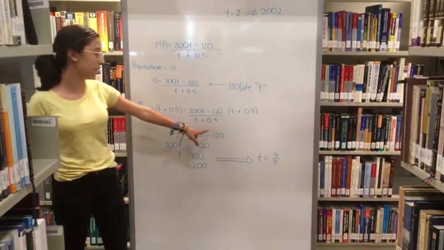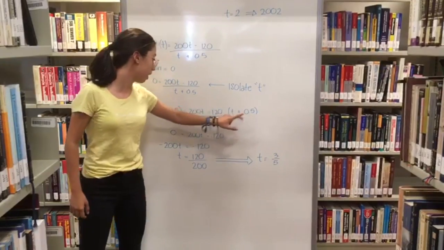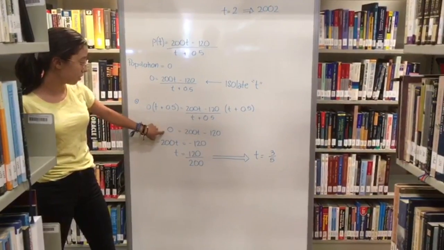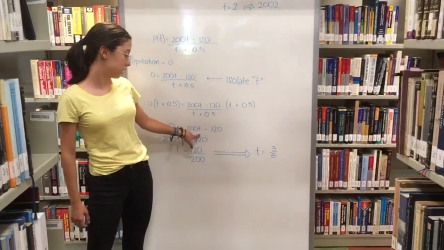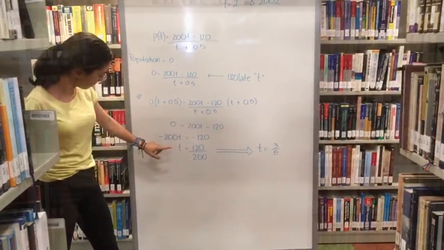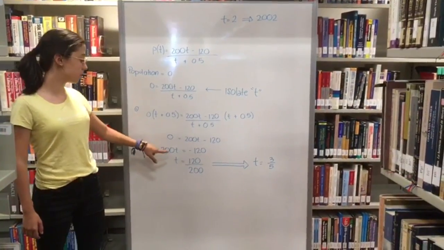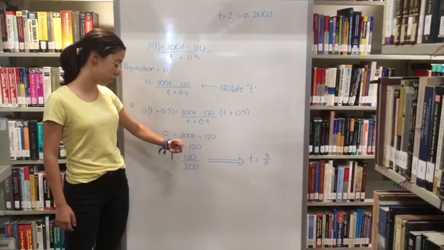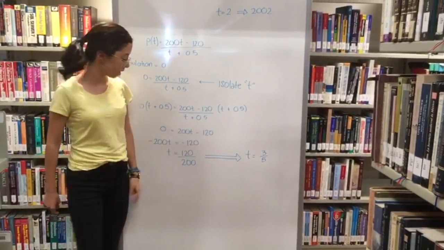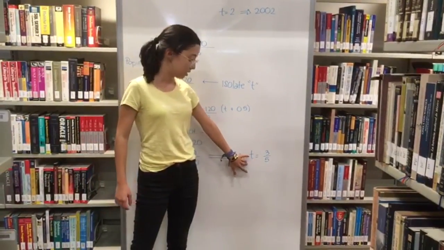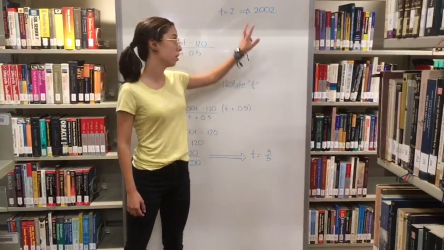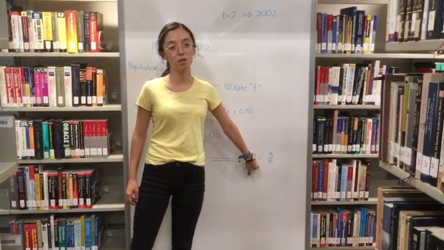Then we multiply by t plus 1/2 on both sides. And then we have 0 equal to 200t minus 120. And we have then minus 200t equal to minus 120. We have t equal to 120 over 200, and the result is t equal to 3 over 5. This means that we are before 2001 because this is not equal to 1.